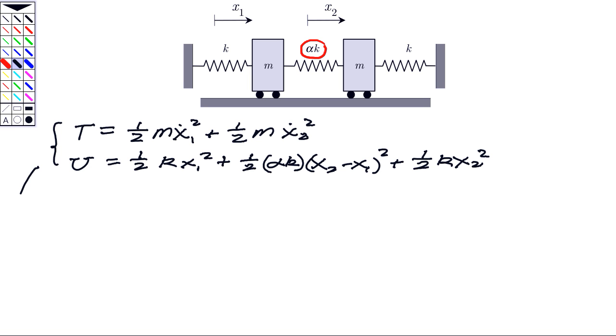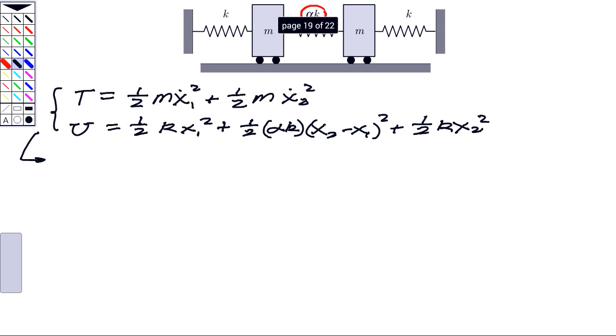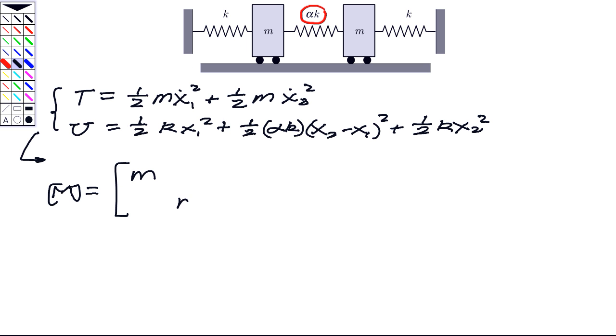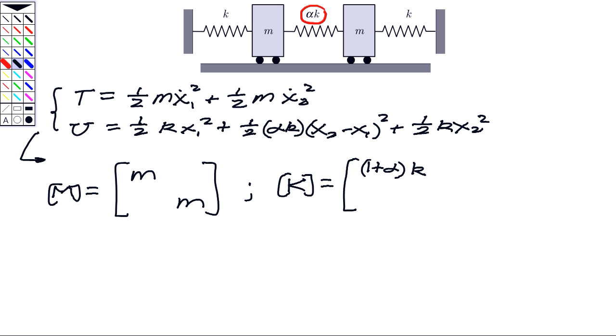So our standard approach here for writing down our mass and stiffness matrices, the mass matrix is diagonal m. Our stiffness matrix is not. It is symmetrical, of course, using Lagrange. So this is 1 plus alpha times k, minus alpha k in the 1,2 and the 2,1. And the 2,2 is the same as the 1,1. It's 1 plus alpha times k. From this, we will calculate our natural frequencies.